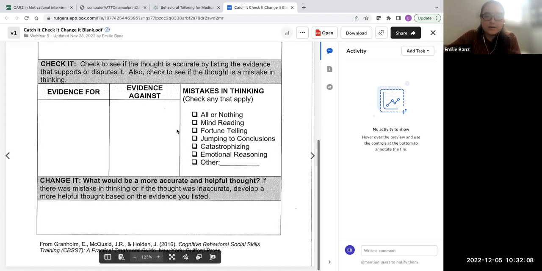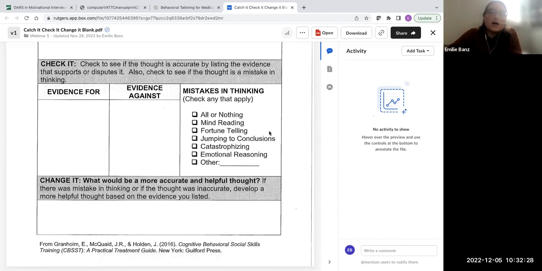Then they're going to check those thoughts to see if they're accurate by listing the evidence that supports the thought or the evidence that disputes the thought. And then they can take that extra step, and this is something you can provide education on to the person: some of these mistakes in thinking, also called cognitive distortions. They can even identify which cognitive distortion they're experiencing. And then they would change it. They would identify what would be a more accurate and helpful thought. This again helps the person in real time learn how to challenge their own thinking, so that they're experiencing less of these unproductive thoughts.